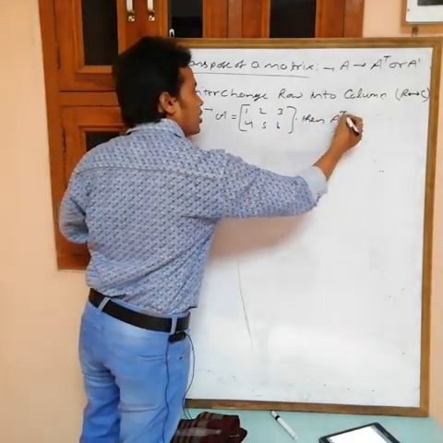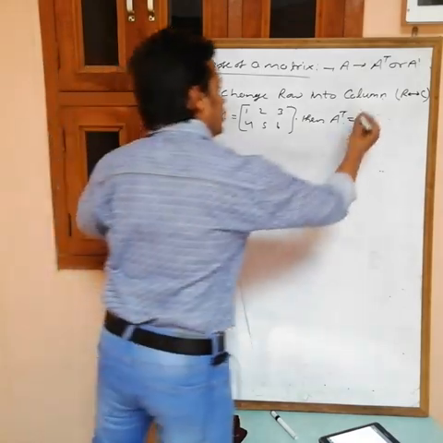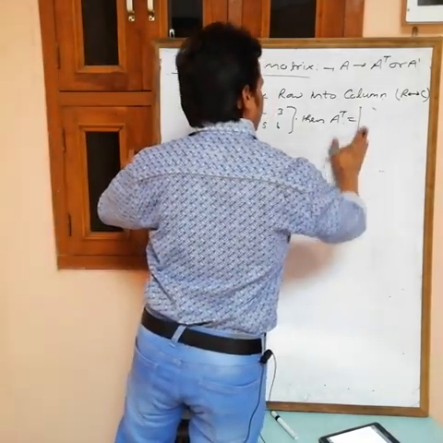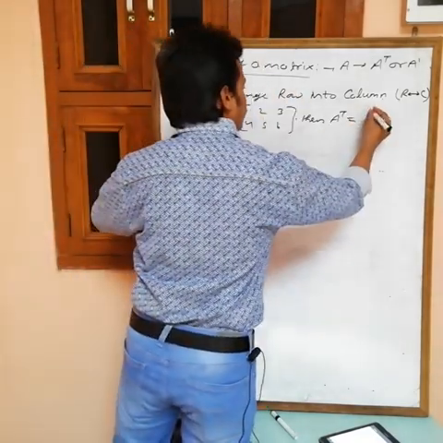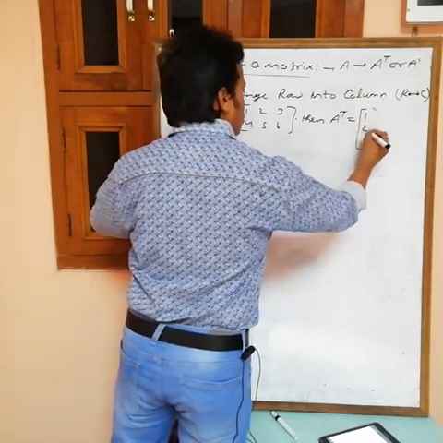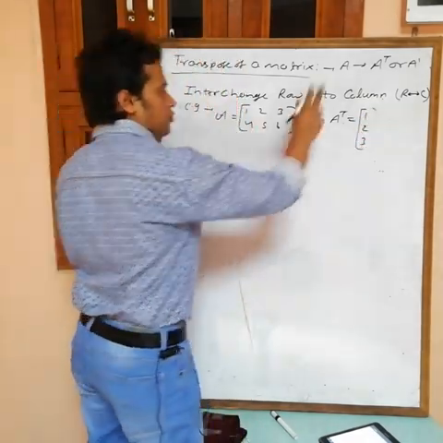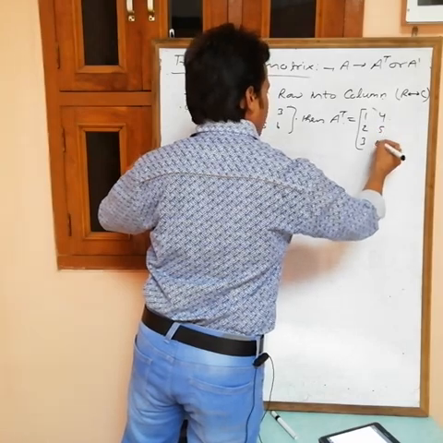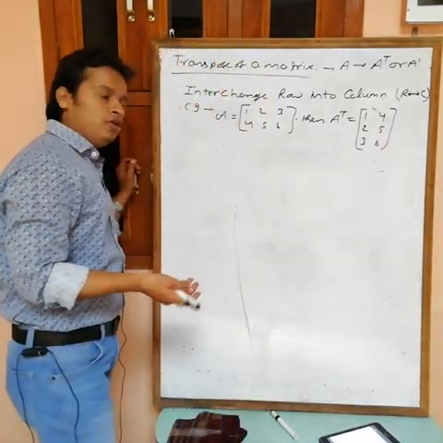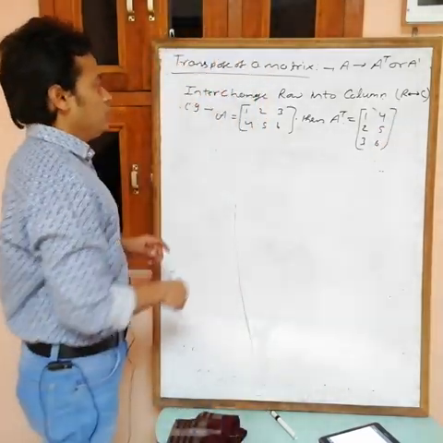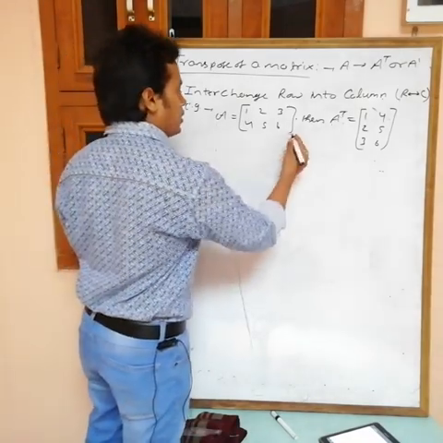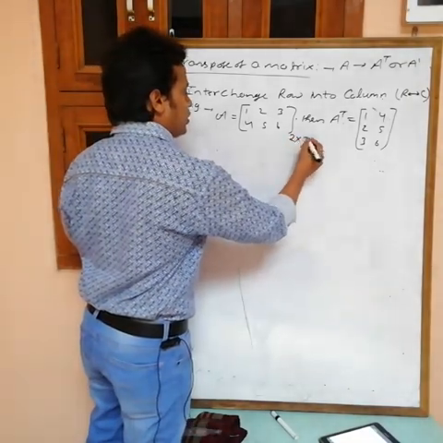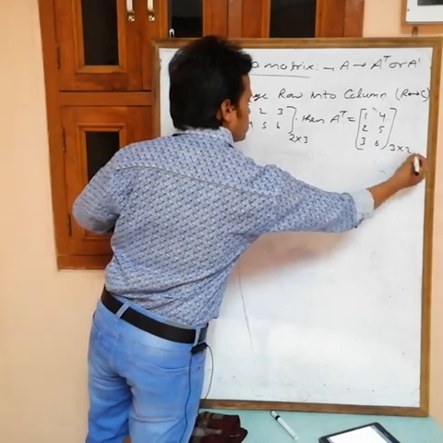Then A transpose is equal to interchange row and column. Now first row become first column: 1, 2, 3. Okay? Second row become second column: 4, 5, 6. So interchange row into column or column into row, both are the same thing. If this is A, this one is A transpose. Order of this one is 2 by 3. Order of A transpose is 3 by 2.